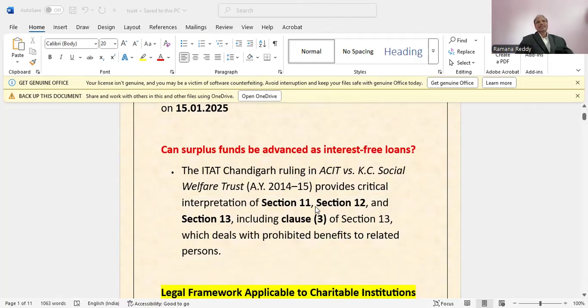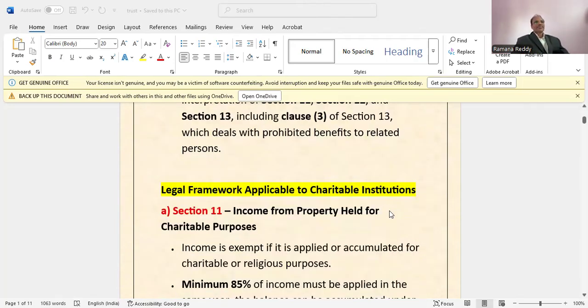The ITAT Chandigarh ruling in the matter of ACIT versus KC Social Welfare Trust provides a critical interpretation of Section 11, Section 12, and Section 13, including Clause 3 of Section 13, which deals with prohibited benefits to related persons. Here is the legal framework applicable to charitable institutions. Section 11, income from property held for charitable purposes.